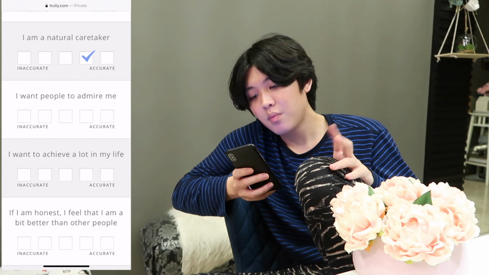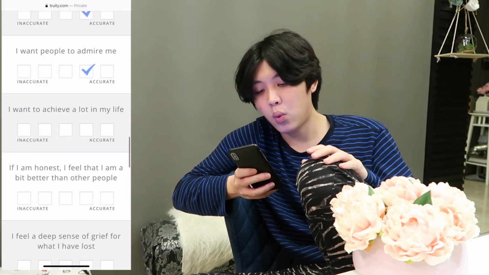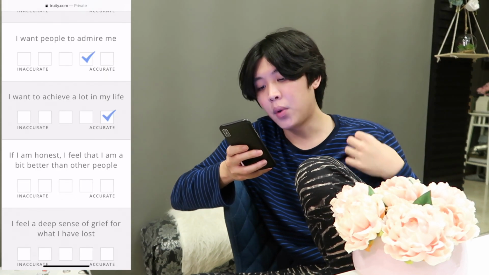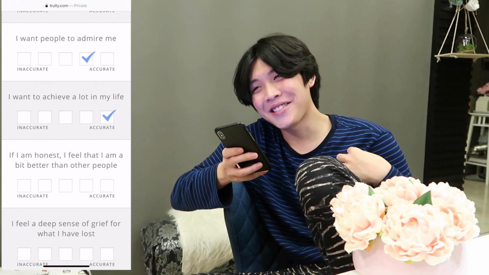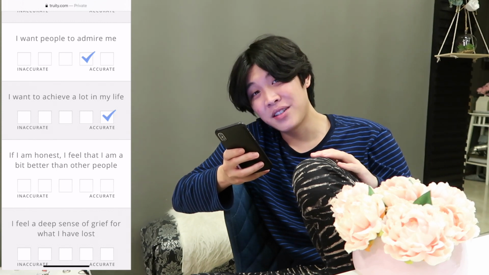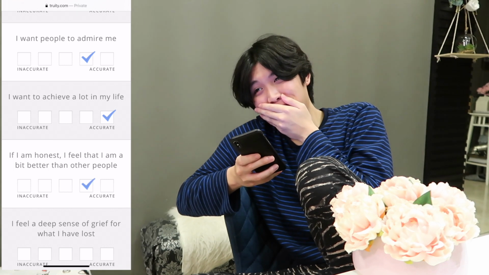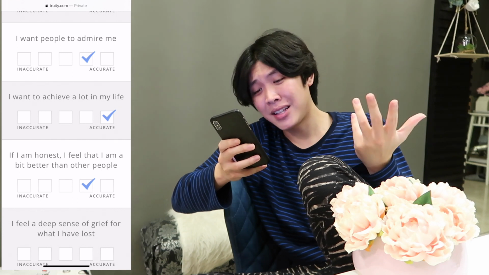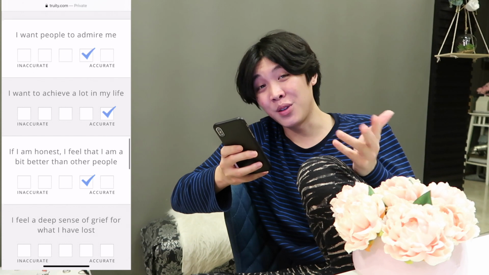Slightly accurate. I want people to admire me. Slightly accurate. I want to achieve a lot in my life. 150%. If I'm honest, I feel like I am a bit better than other people. Man, this is something that is maybe just a little bit. Oopsie. I mean, since this is like a personality test, I honestly want to be as honest as possible to y'all.